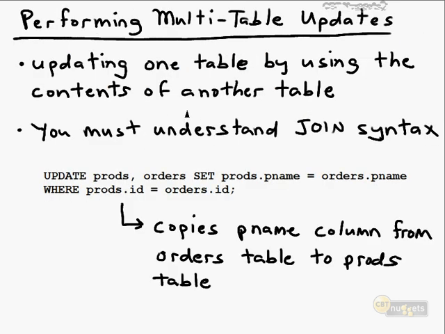Performing multi-table updates. This is a neat feature of MySQL, and things you can do in this context are things like updating one table by using the contents of another table. You can also update rows in one table, determining which rows to update by referring to another table, or you can update rows in multiple tables with a single UPDATE statement. So therefore, we see that this update is pretty darn powerful and allows you to extend the command across tables or among tables. Now, the prerequisite skill on your part is that you have to understand join syntax in order for this to work.